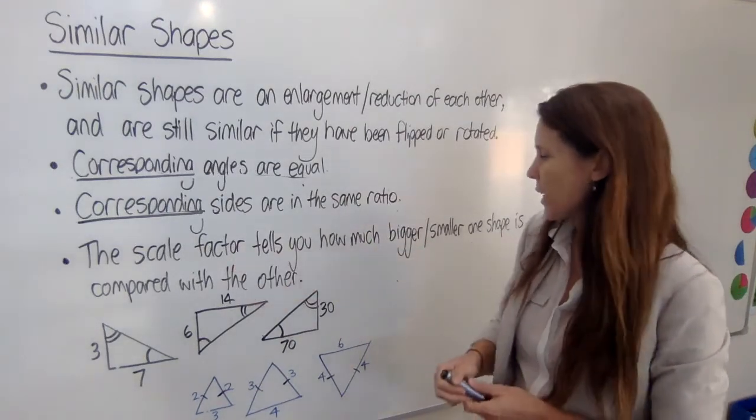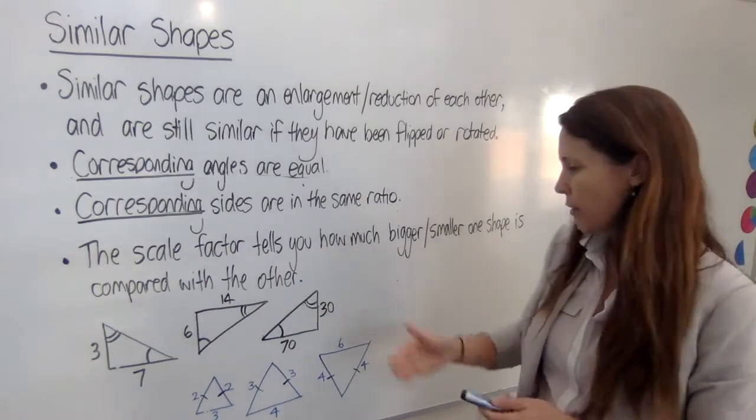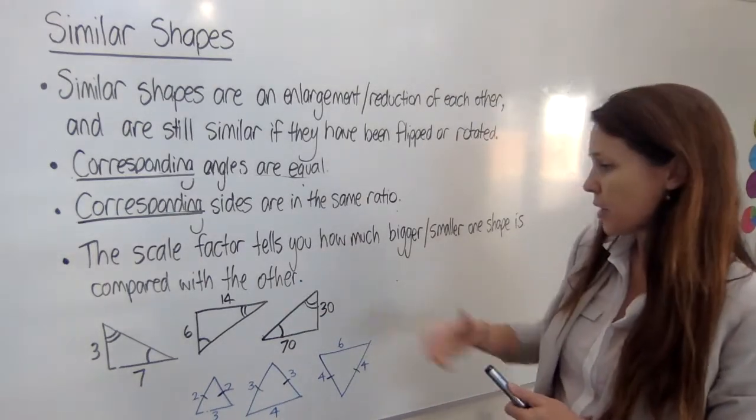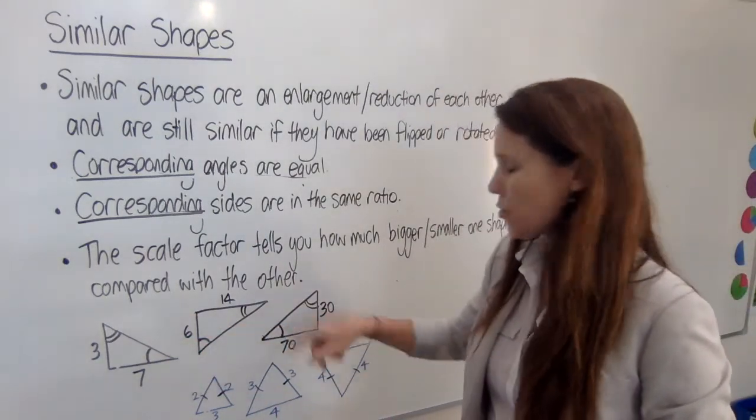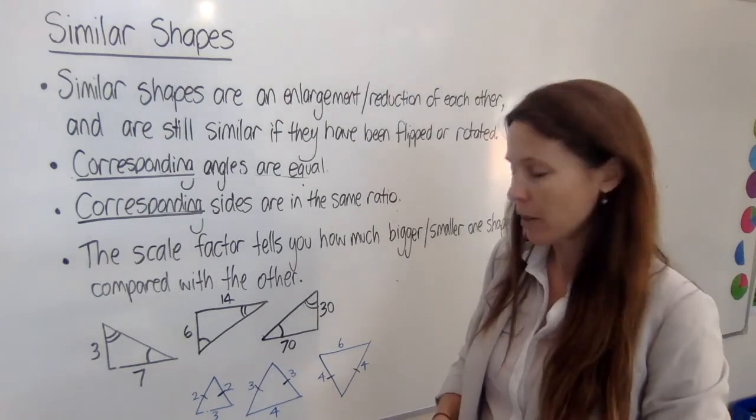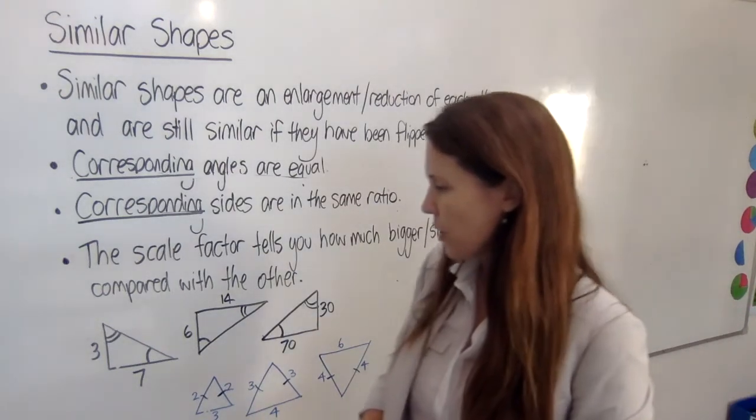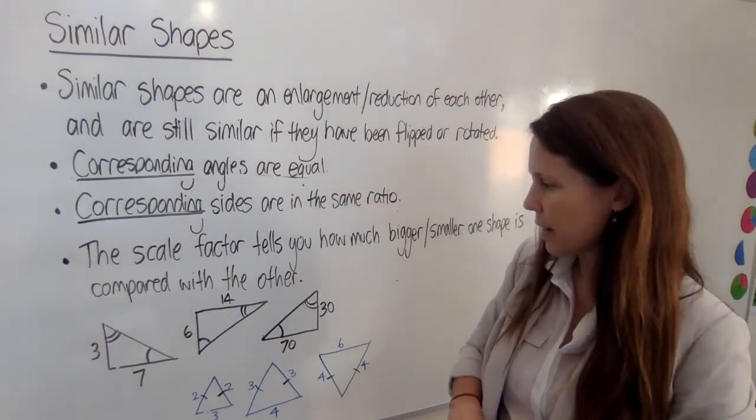A scale factor tells you how much bigger or smaller one shape is compared with the other. So we'll have a look at an example to see how you use that scale factor. Now, I've got 3 triangles here drawn in black. Let's compare them and see if we can work out which shapes are similar. What you need to say to yourself is, let's have a look at the angles and see if they seem the same.